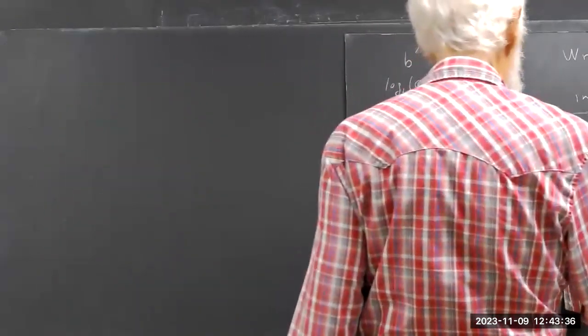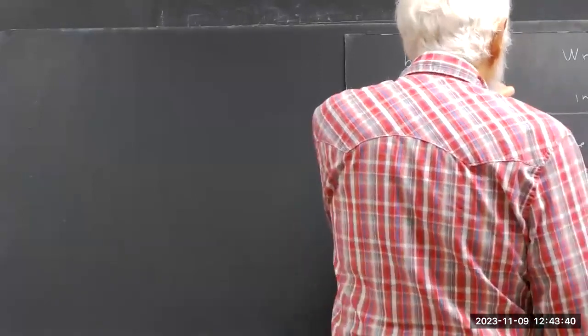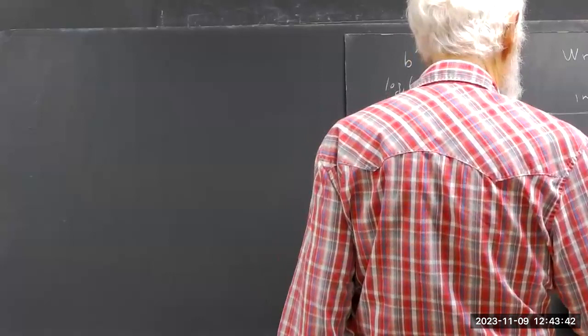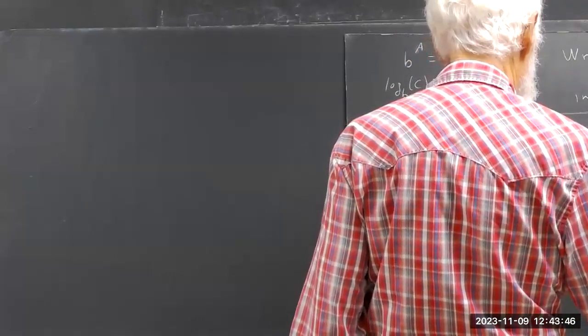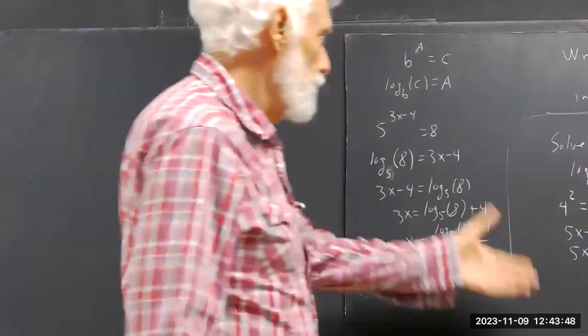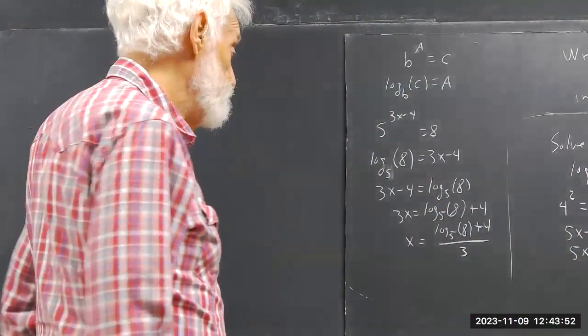Okay. Well, that gives us 5x minus 1 equals 16. So 5x equals 17. So x is 17 fifths. These equations are really pretty easy to solve.